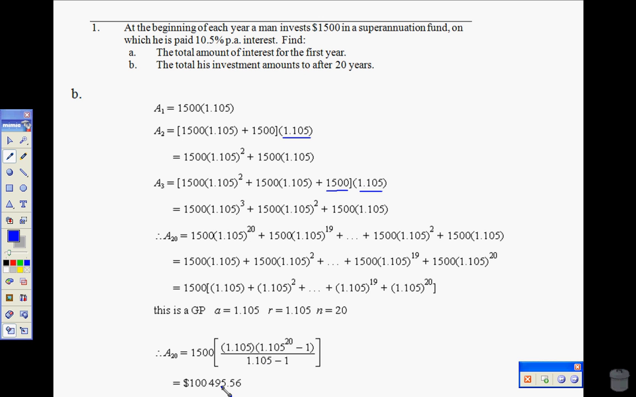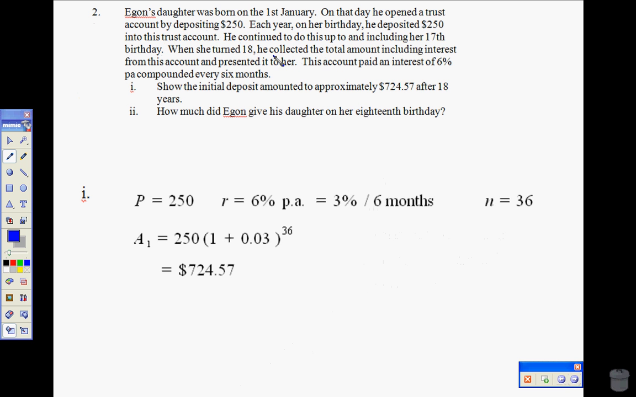That 1,500 each year for 20 years comes out at $100,495.56.